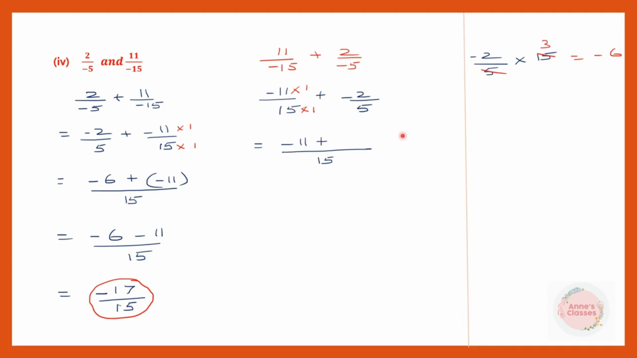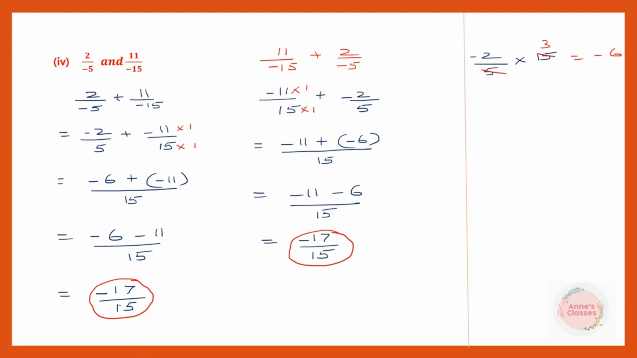Now here we have minus 2 by 5 into 15, we get minus 6. So let's write minus 6. So this is minus 11 minus 6 by 15. So what do we get? Minus, the sign is the same, put the same sign and add. 11 plus 6 is 17 by 15. So here after adding we got minus 17 by 15, which you can see is the same as this.